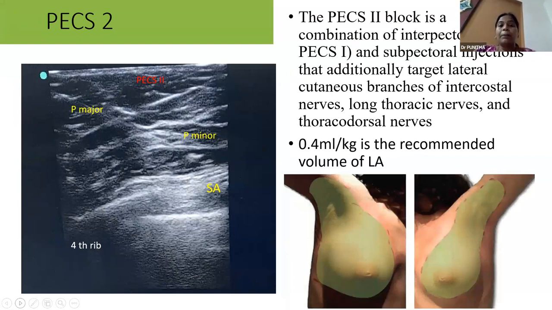The PEC 2 block is a combination of the interpectoral block and the subpectoral injection that additionally targets the lateral cutaneous nerves of the intercostal nerves, T2 to T6, the long thoracic nerve, and the thoracodorsal nerve. So here we go below the pectoralis minor in the anterior axillary line at the level of the fourth rib, and the local anesthetic is injected between the pectoralis minor and the serratus anterior muscle. The volume recommended is 0.4 ml per kg.